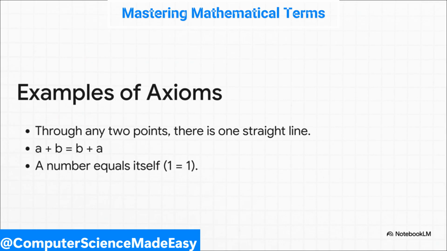You already know this stuff. Like, through any 2 points, there's one straight line. Yeah, of course. Or a plus b equals b plus a. 2 plus 3 is the same as 3 plus 2. These aren't some weird, complicated rules you have to memorize. They're just the fundamental starting points of the entire game of math.